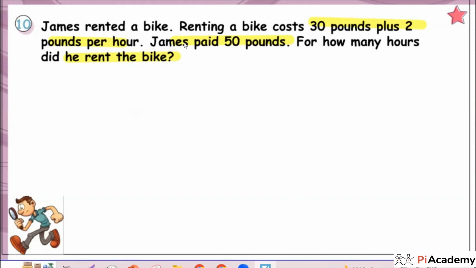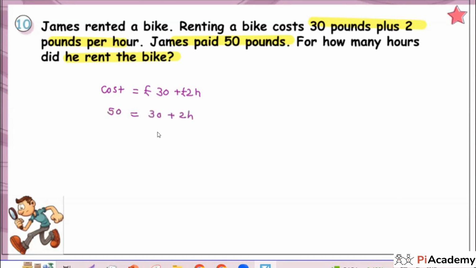So here we have, renting a bike costs £30 plus £2 per hour. If we make an equation, that is the cost. So cost equals to what? First of all, there is the fixed charge, and the fixed cost is £30. And then you have the £2 per hour, so here you have to multiply by the number of hours. That is why I'm putting h. Now, how many hours we are looking for, we don't know, but you know the total equals 50, right? So 30 plus 2h.